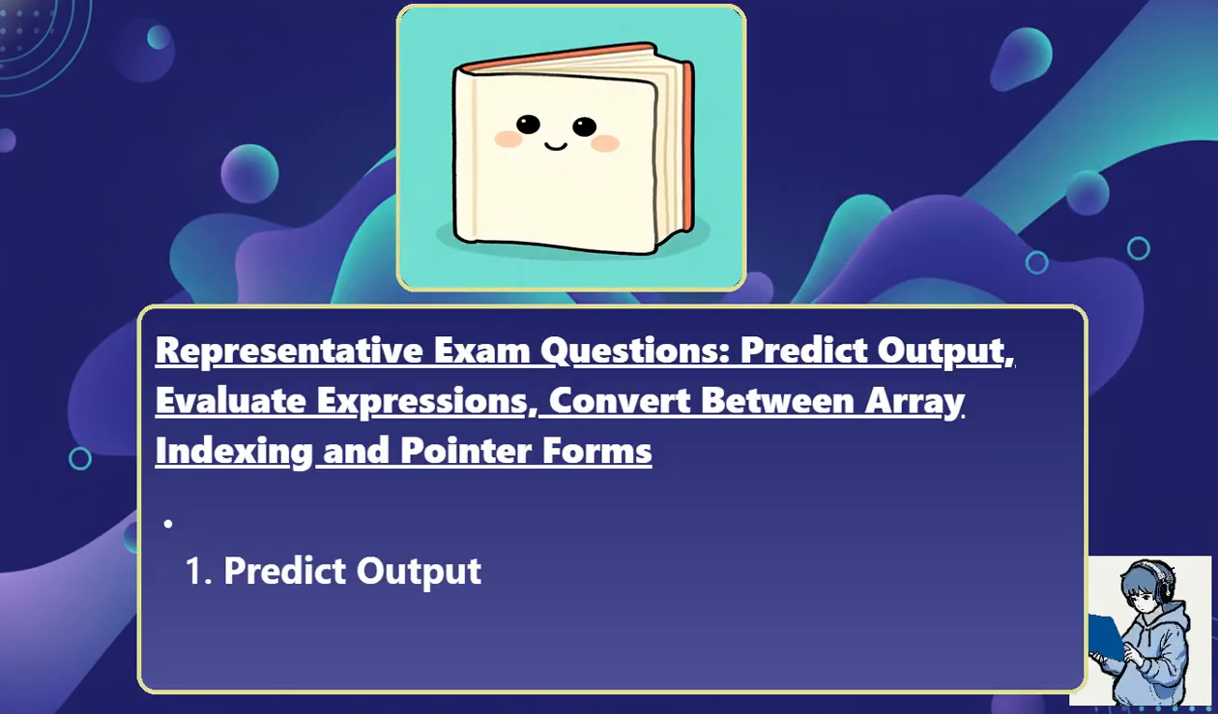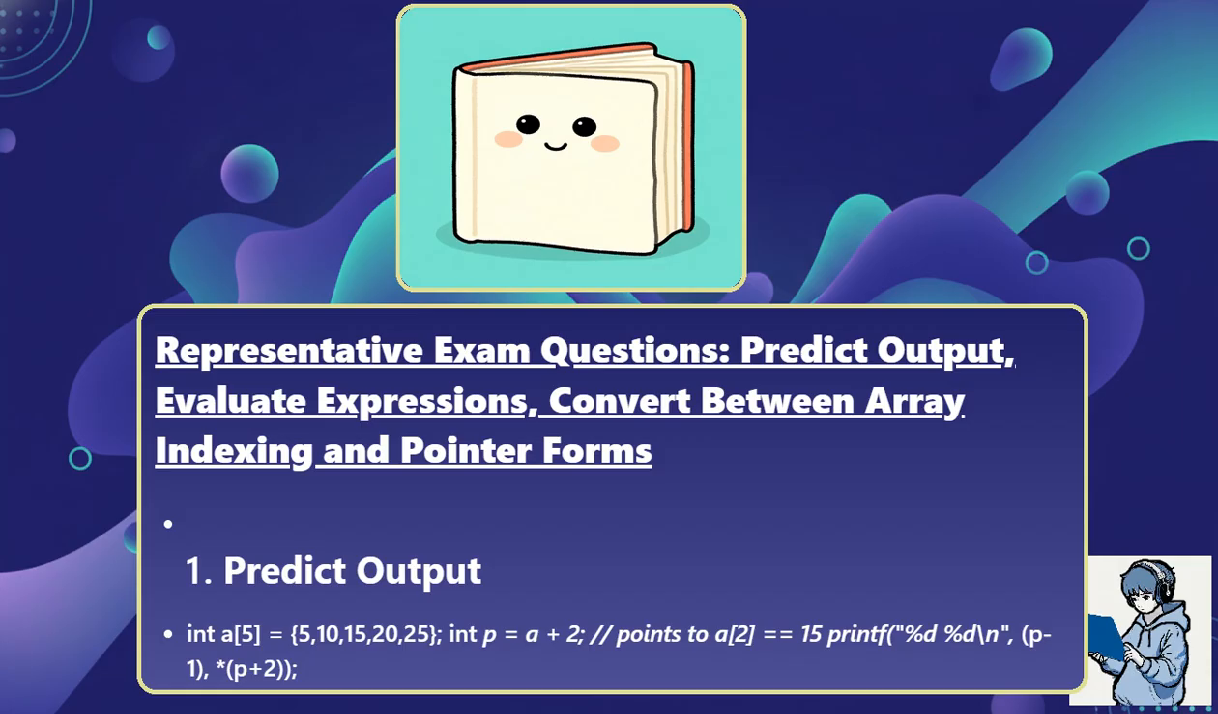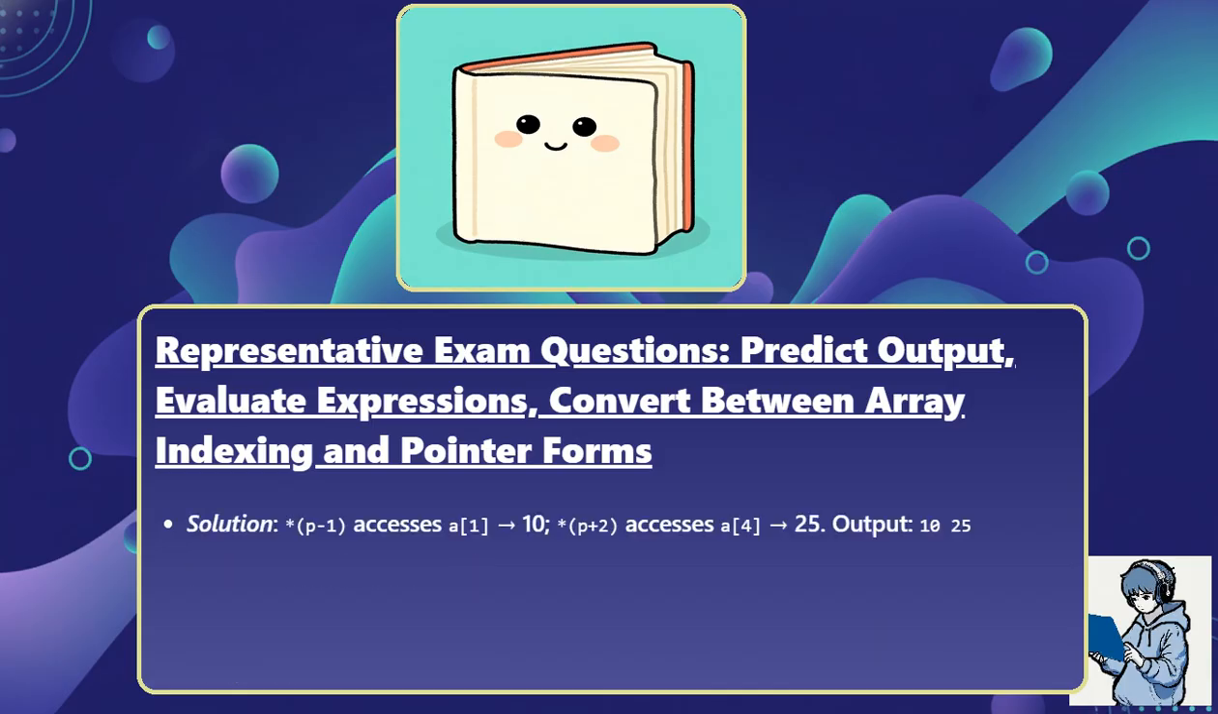1. Predict outputs. int a[5] = {5, 10, 15, 20, 25}; int *p = a + 2; printf("%d %d\n", *(p - 1), *(p + 2)); Solution: *(p - 1) accesses a[1] = 10. *(p + 2) accesses a[4] = 25. Output: 10 25.